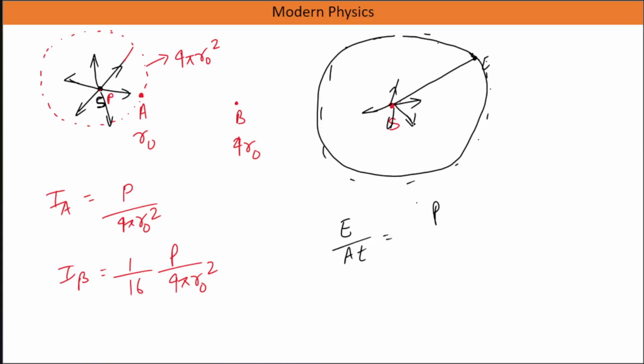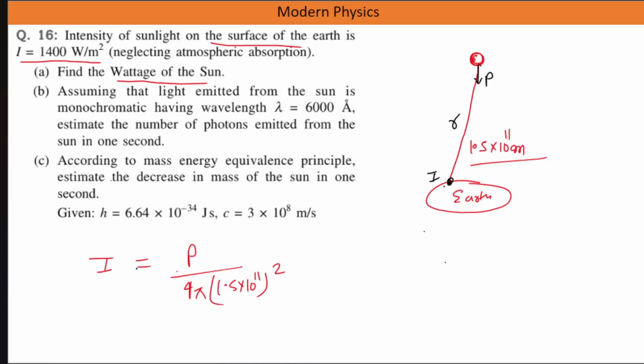That will be equal to the power of this source, that is the sun, divided by 4 pi r squared, where r is this orbit radius. Okay? So that same thing we are doing here. Now here you put the values. I value is how much? 1400. P we don't know. 4 into 3.14 into 1.5 into 10 to the power 11.